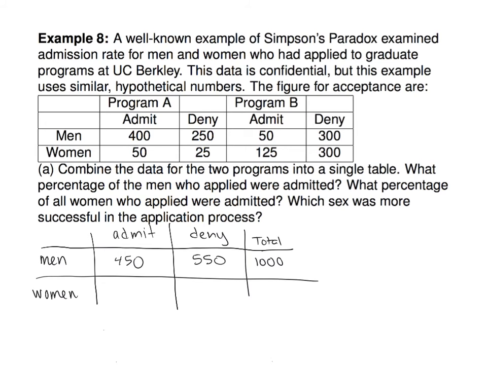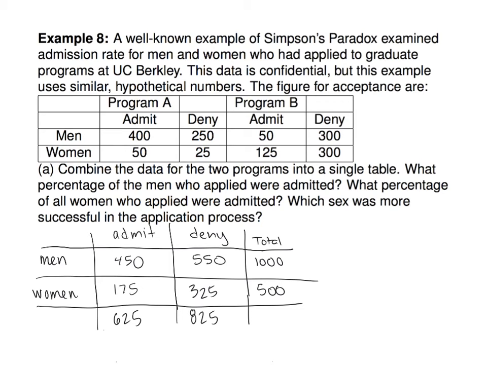And for the women, there were 175 admitted and 325 denied, for a total of 500. And then the column totals, which we're not going to need, but let's find them anyway. The total number of men and women admitted was 625, and denied was 825.